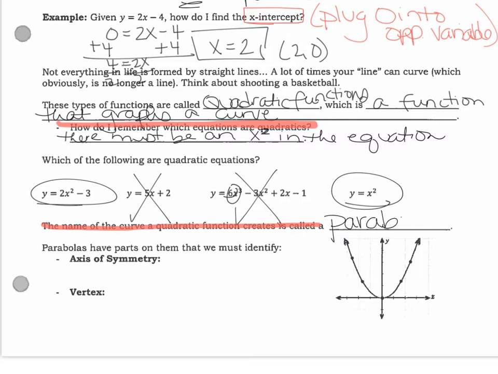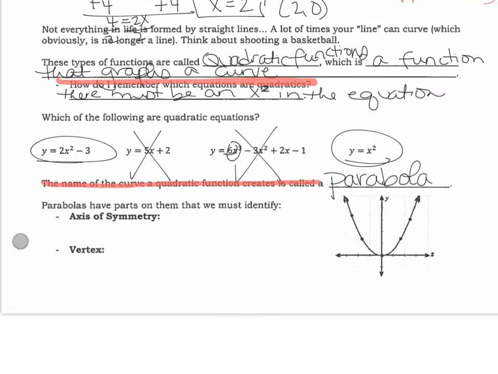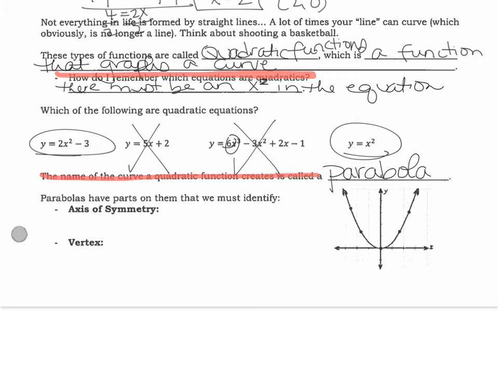Next one, it says the name of a curve a quadratic creates is what's called a parabola. It's a fancy word for a U-shaped curve. If you look down here, this graph is a U-shaped curve. It's a parabola. That's what we call a parabola. A parabola is just a U-shaped curve. If you want to write that down, you can.